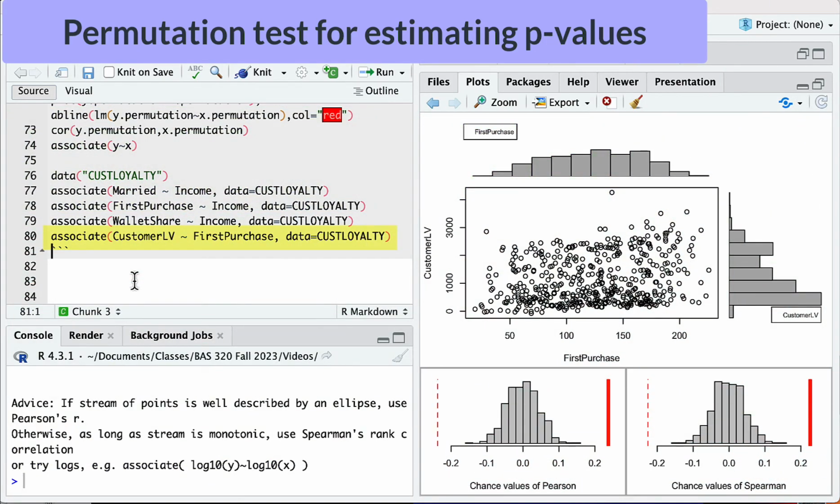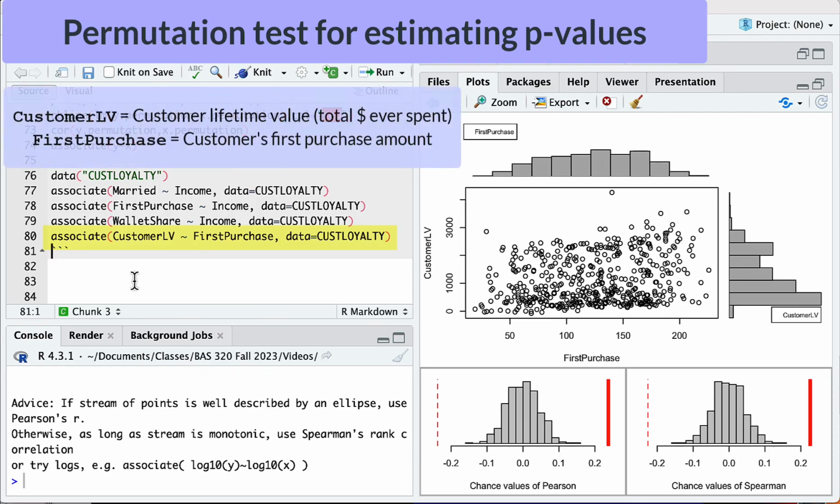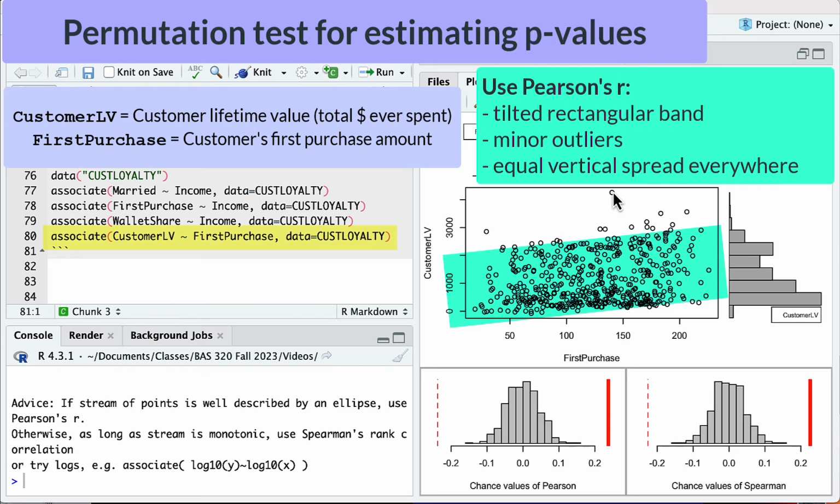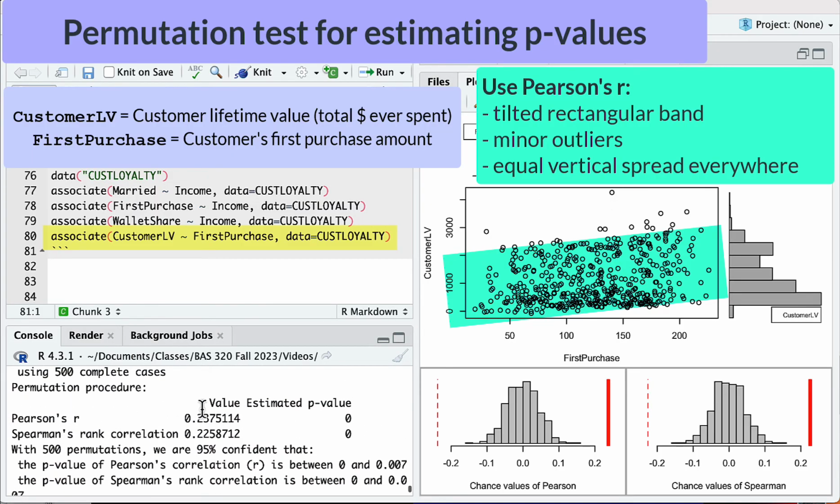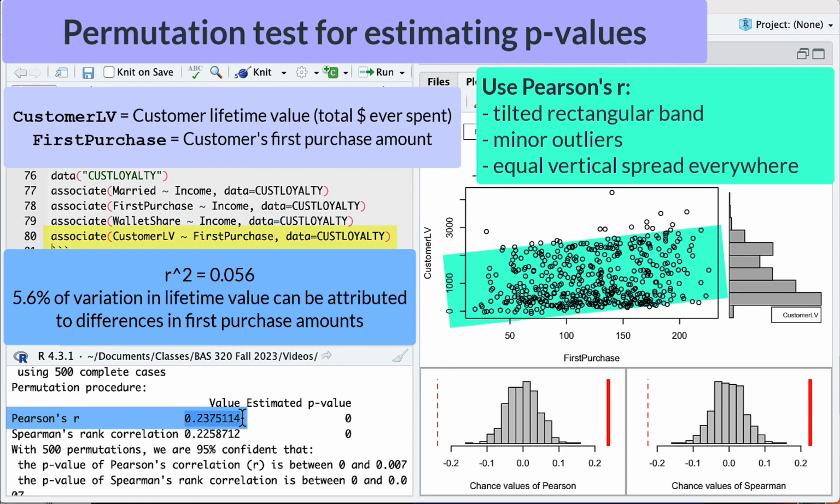And so finally, to numeric variables. If we're looking at the association between customer lifetime value, the total amount of money they spent at a store, versus their first purchase amount, we see the scatter plot is well described by a tilted rectangular band, with a minor outlier, which is okay. So we can use Pearson's correlation to describe the strength of the relationship and to do the statistical testing. We observe a value of the correlation of about 0.24 here.